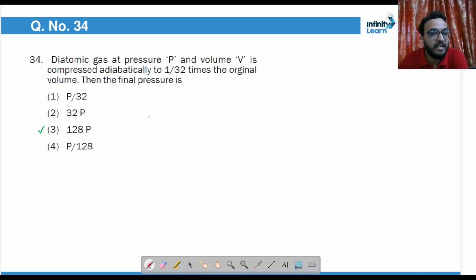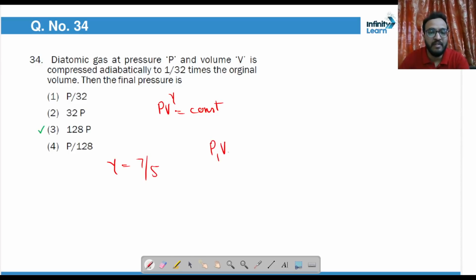So diatomic gas at a pressure P and volume V is compressed adiabatically. Simple formula, PV to the power gamma is constant. We will use that. What is gamma for diatomic gas? It is 7 by 5. So you say P1 V1 to the power gamma is equal to P2 V2 to the power gamma. Now you solve it, you will get this answer, right?